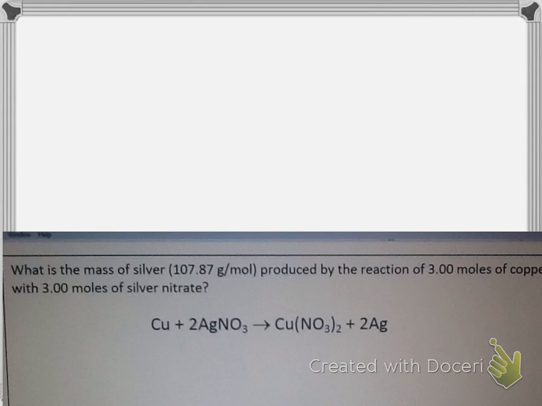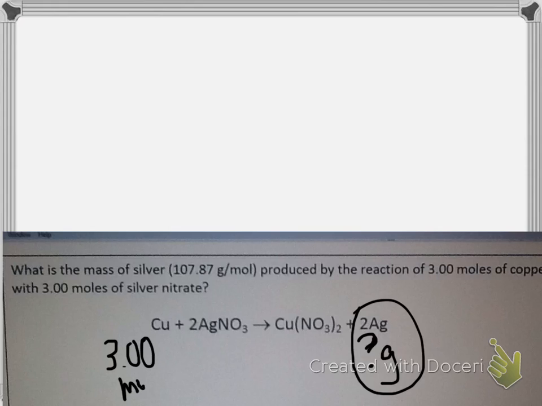Another limiting reagent problem, and we'll look at why we know it's that when we read it. It says, what is the mass of silver? So we want to know how many grams of silver, which is a product here, is produced by the reaction of 3.00 moles of copper with 3.00 moles of silver nitrate.